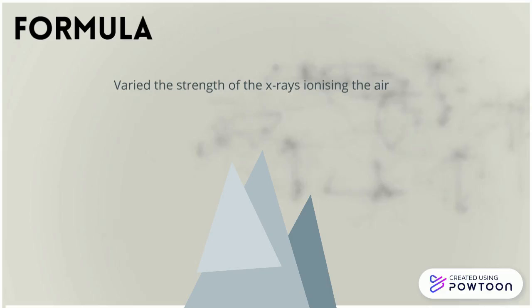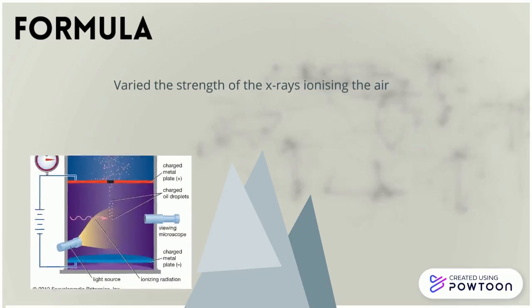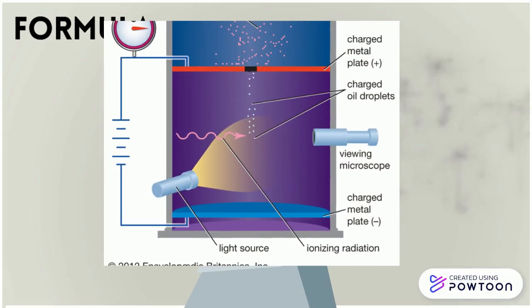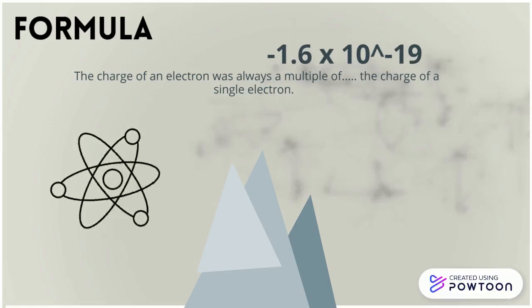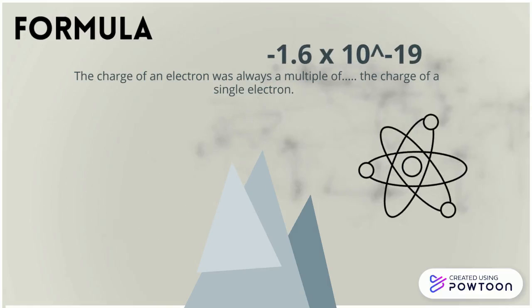Millikan varied the strength of the X-rays, ionizing the air so different numbers of electrons would jump onto the oil molecules. What he observed was that the charge of an electron was always a multiple of negative 1.6 times 10 to the power of negative 19, the charge of a single electron that is still used today in modern physics.